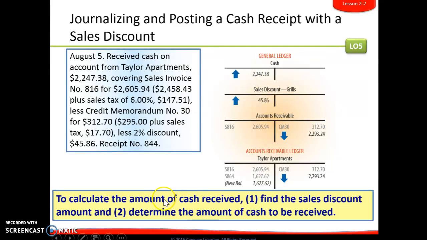So let's look down at this part first here. It says to calculate the amount of cash received, first we need to find the sales discount amount, and we need to determine the amount of cash to be received.